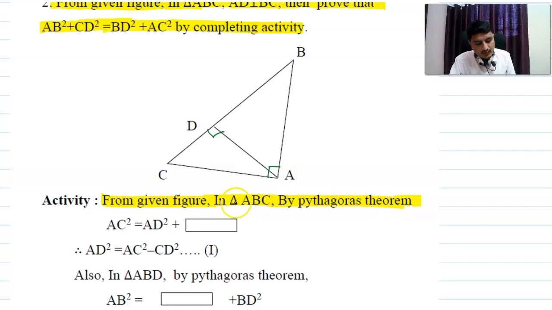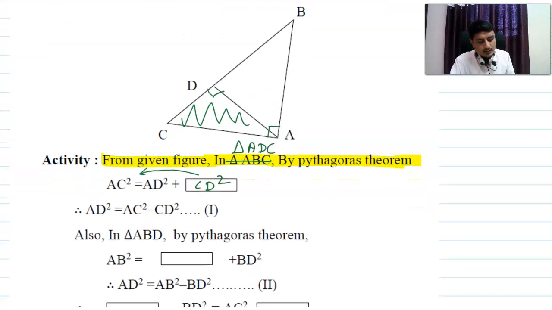That means here we actually have the triangle ADC. Look at this triangle, the lowermost triangle. We have AC as the hypotenuse. So AC square equals AD square plus CD square. Now to evaluate the value of AD square, after shifting CD square from RHS to LHS, we are getting AD square equals AC square minus CD square.